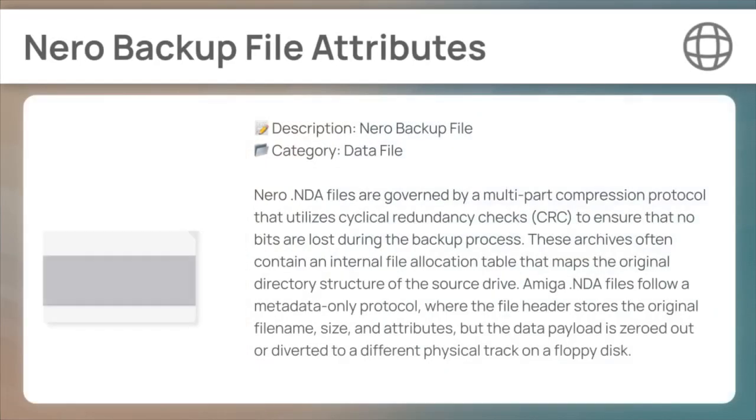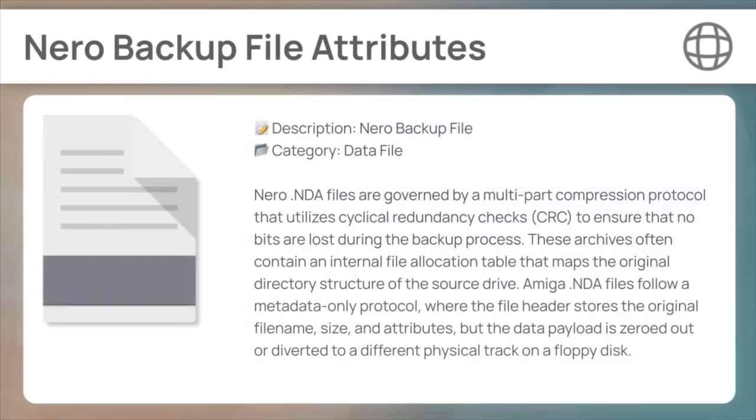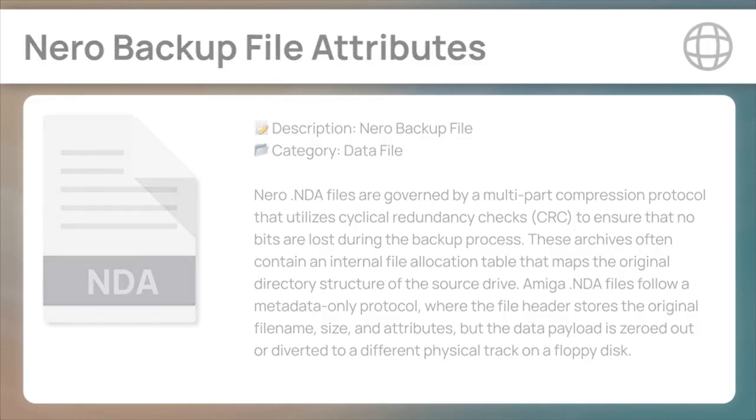Nero NDA files are governed by a multi-part compression protocol that utilizes cyclical redundancy checks, CRC, to ensure that no bits are lost during the backup process. These archives often contain an internal file allocation table that maps the original directory structure of the source drive. Amiga NDA files follow a metadata-only protocol, where the file header stores the original file name, size, and attributes, but the data payload is zeroed out or diverted to a different physical track on a floppy disk.